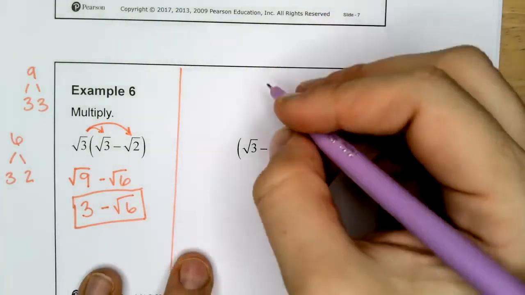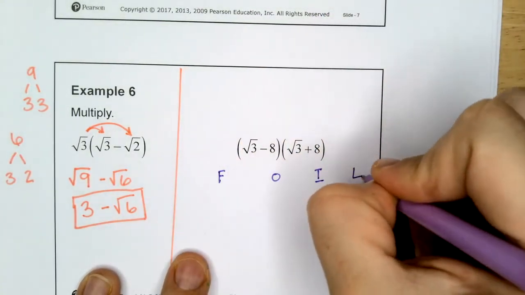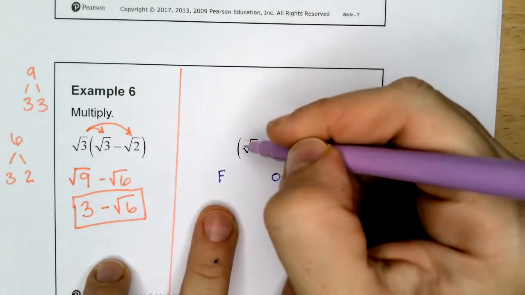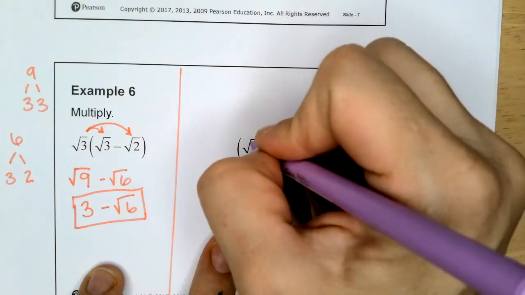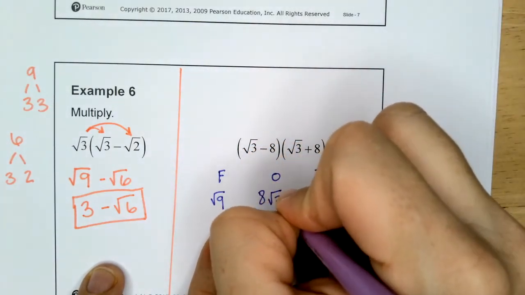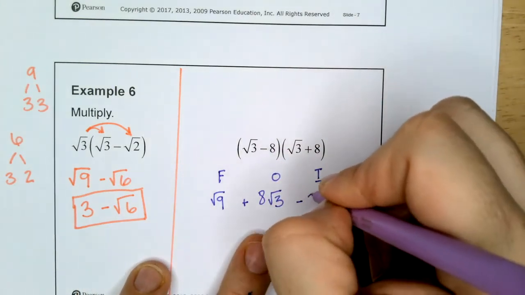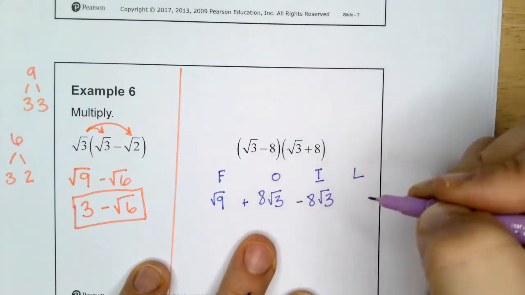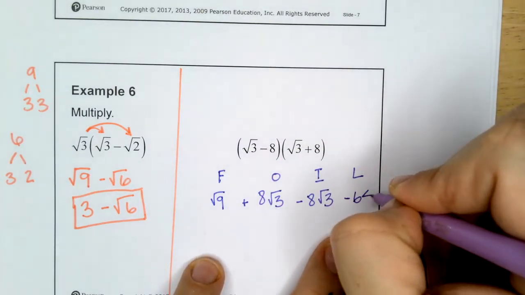Here we're going to have to FOIL. First, outside, inside, last, and then we will simplify. √3 times √3 is √9. √3 times positive 8 is 8√3. Inside is minus 8√3. And then last is minus 64.